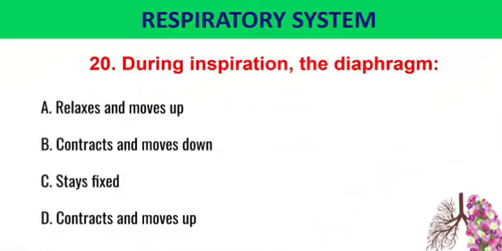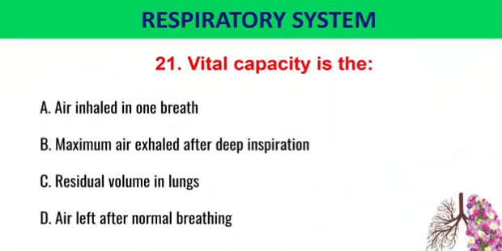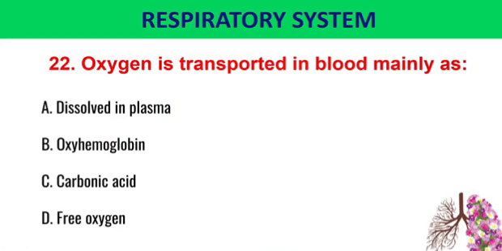During inspiration, the diaphragm contracts and moves down. Vital capacity is the maximum air exhaled after deep inspiration. Oxygen is transported in blood mainly as oxyhemoglobin.